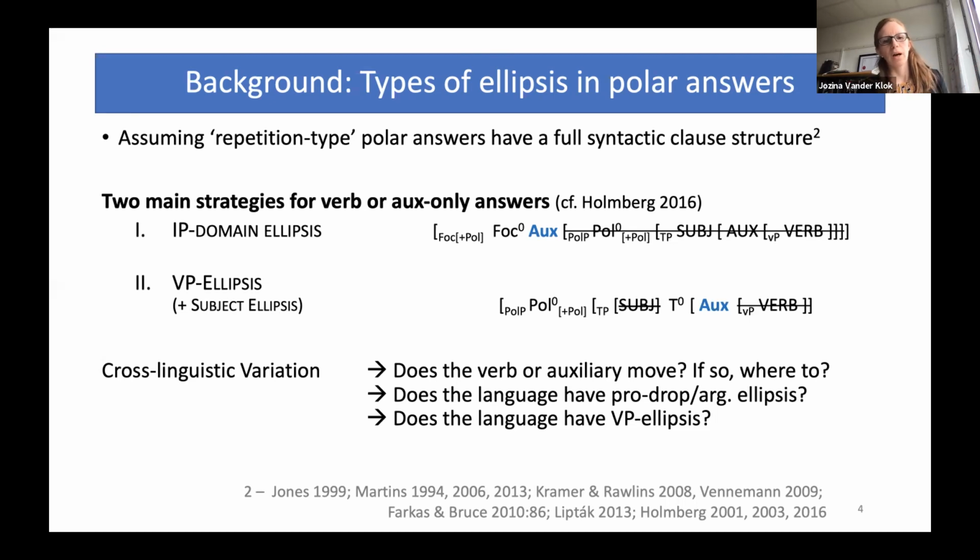Does the language have VP ellipsis? So this paper that I'm talking about today is couched within this larger framework of looking at the phenomena in the language and how it fits into the landscape of possible derivations for fragment answers. Okay.